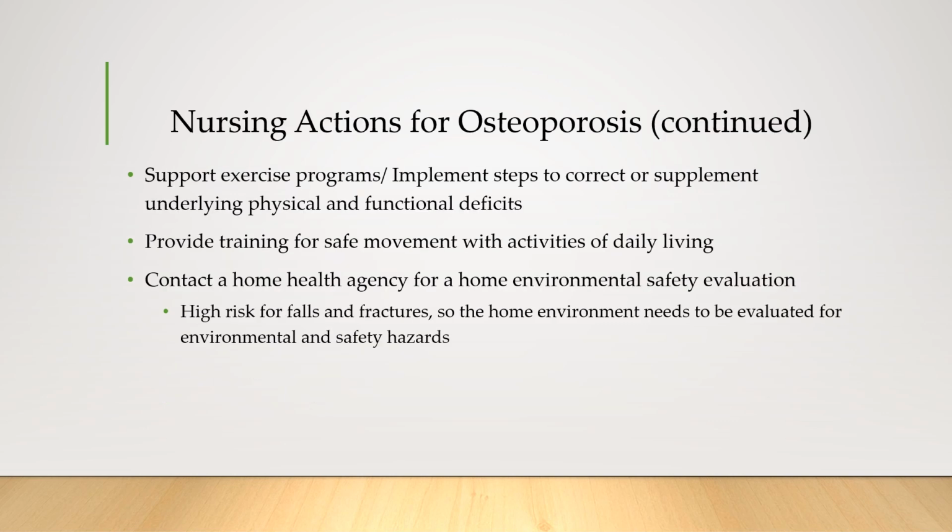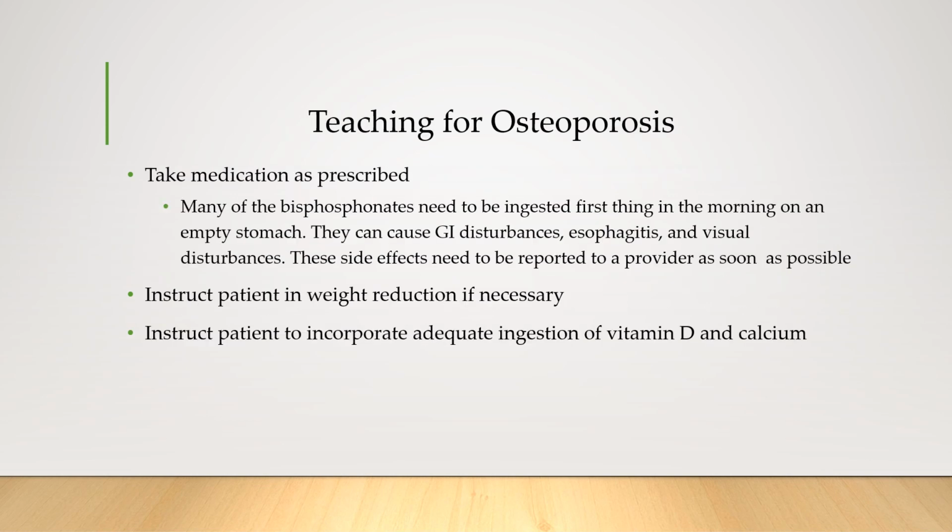We will support exercise programs, implement steps to correct or supplement underlying physical and functional deficits, provide training for safe movement and with activities of daily living. And we can also contact a home health agency for a home environmental safety evaluation. This population is at high risk for falls and fractures, so the home environment needs to be evaluated for environmental and safety hazards.